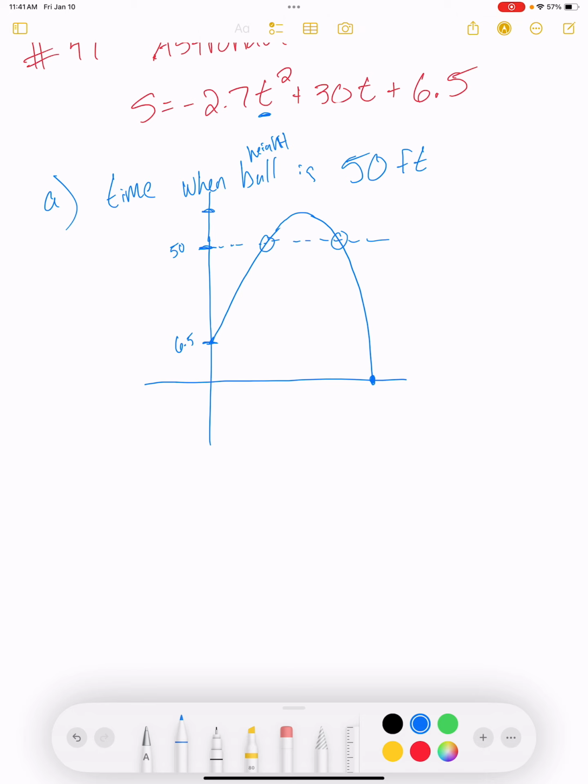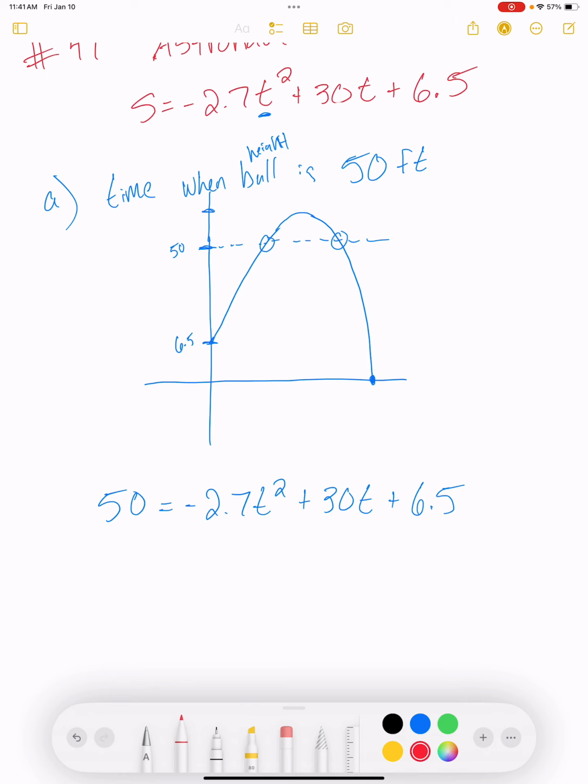So a lot of people look at the problem and they're like, I don't understand. Read it over and over until you do understand, right? So S is the height. So I'm saying 50 is equal to negative 2.7t squared plus 30t plus 6.5, and I want to solve for t.